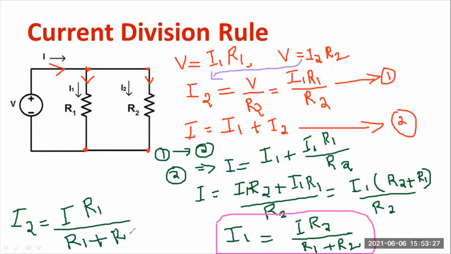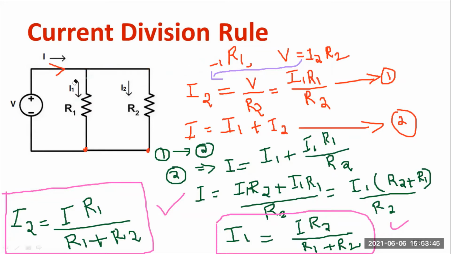I think it is very clear to you. It is required. Derivation may be asked in the examination, or whenever you are doing a problem, it is required. So we have derived the current division formula. I hope the concept is very clear. So I1 and I2 can be written in this formula. This is known as the current division formula or current divider rule.